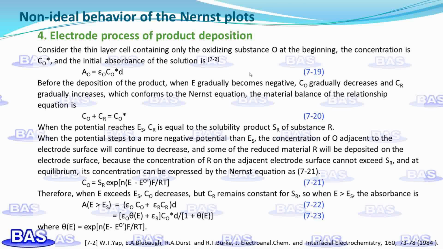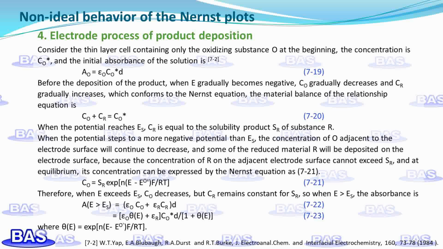Before the deposition of the product, when E gradually becomes negative, the oxidizing substance concentration gradually decreases and the reducing substance concentration gradually increases, which conforms to the Nernst equation. The material balance of the relationship equation is expressed by equation 7.20. When the potential reaches Es, CR is equal to the solubility product SR of substance R.